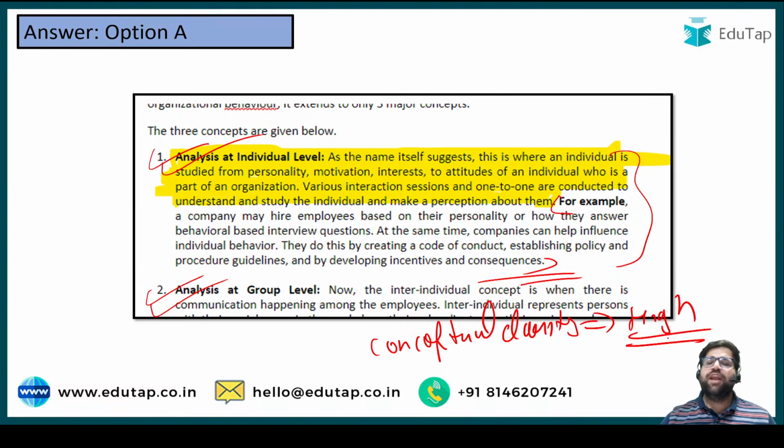Now if I ask you any question which is based on different OB models, or which is based on the different basics of organizational behavior, you could have easily answered it, but the first and foremost condition is that you need to have high conceptual clarity. If your concepts are weak, sorry to say, you will not be able to answer any easy question as well.